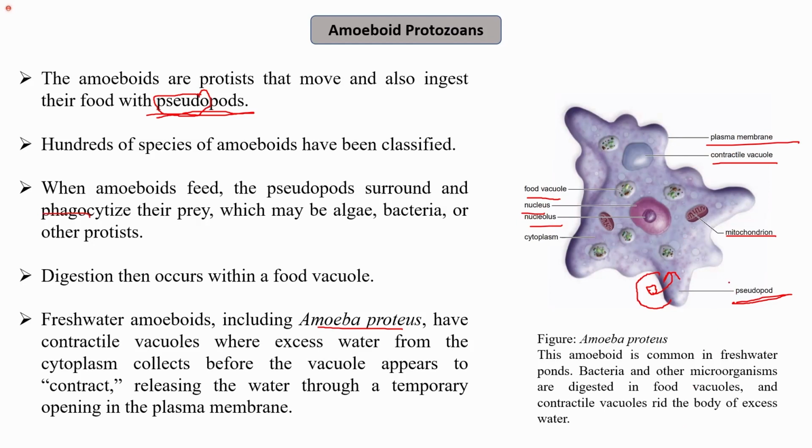The important thing to remember is the example and the structure, which is pseudopodia. These pseudopods help in the ingestion of food by taking the food inside the cell by the process known as phagocytosis. So basically, they are heterotrophic in nature. They phagocytize their prey, that may be algae, bacteria, or other protists.